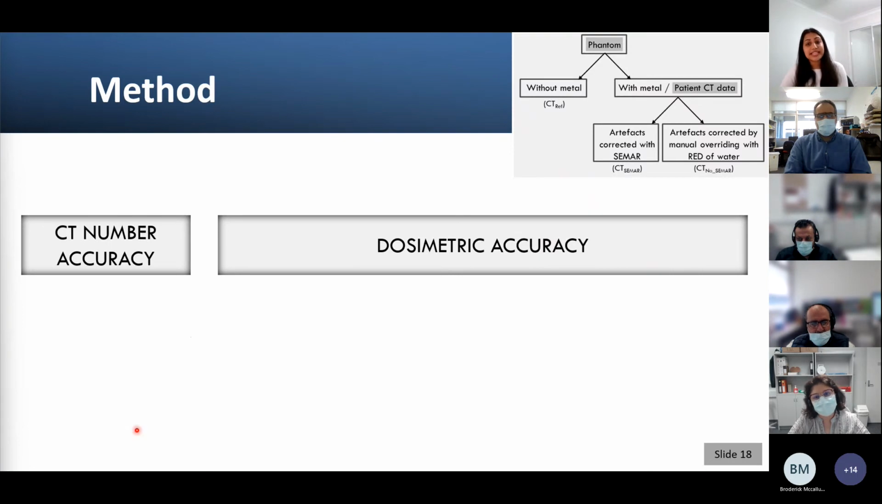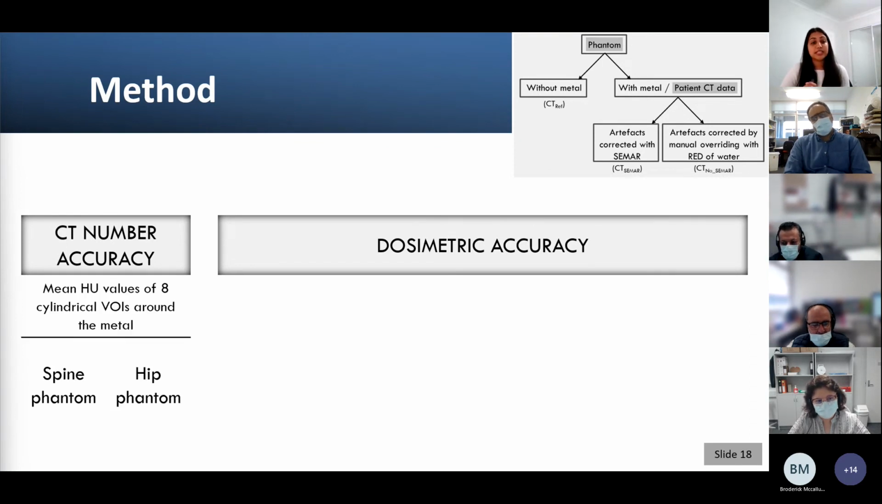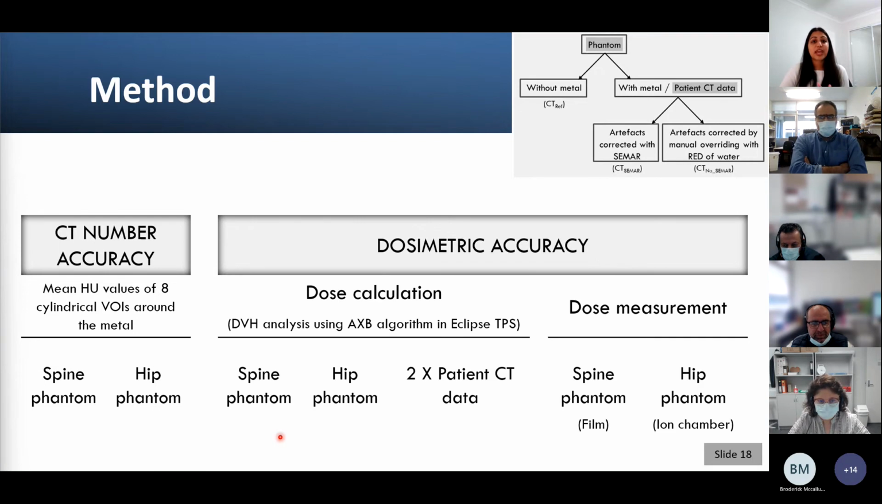And so then using these datasets, the CT number accuracy and dosimetric accuracy of SEMAR was studied. So CT number accuracy was determined by the mean HU values on 8 cylindrical regions of interest, volumes of interest, covering 5 most artifact affected slices, avoiding the metal inserts. And I'll show you an image of this in the next slide. And the dosimetric accuracy was determined by comparing the dose calculated using DVH analysis and dose measured using film for the spine phantom and ion chamber for the hip phantom.